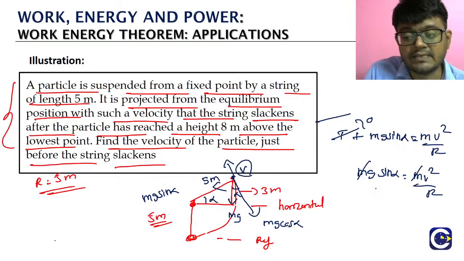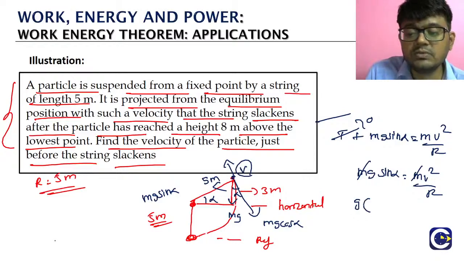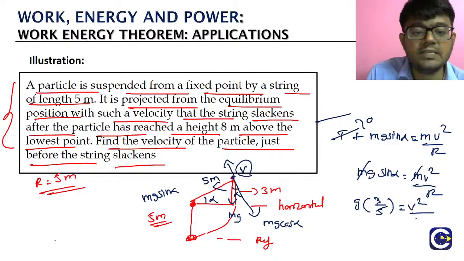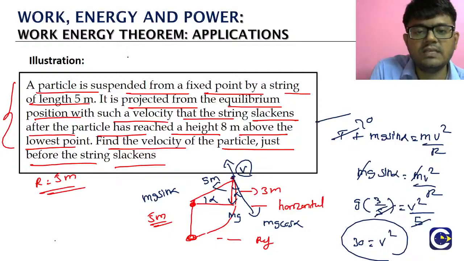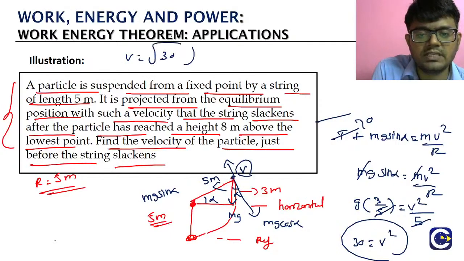Idhila m நம்ம cancel பண்ணலாம். g into sin alpha, opposite 3, hypotenuse 5, so 3 by 5 is sin alpha value. v square by r means v square by 5. So the 5 cancels. g into 3, g nama 10 edukala, so 30 is equal to v square. Adilande v straight over namakku v oda value root 30. Avladha.